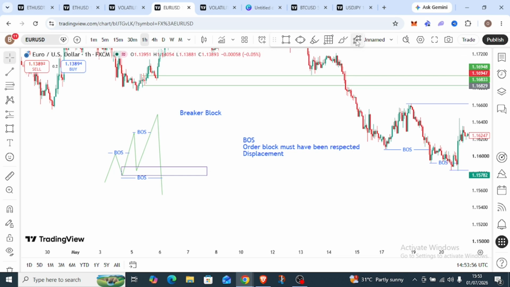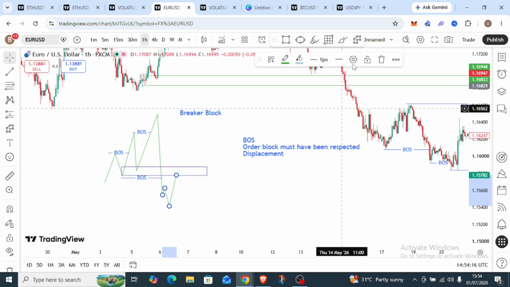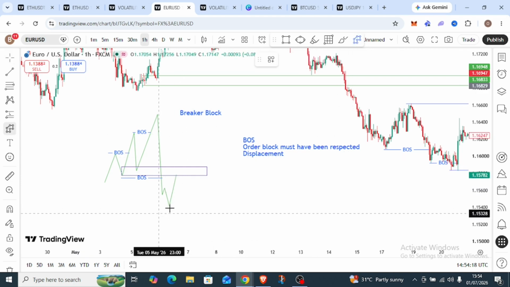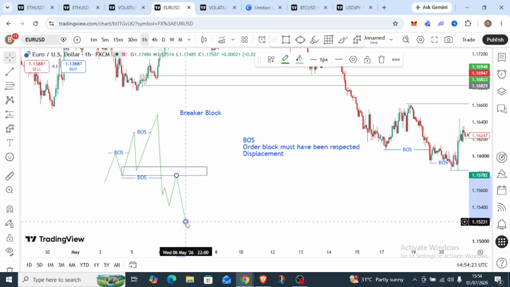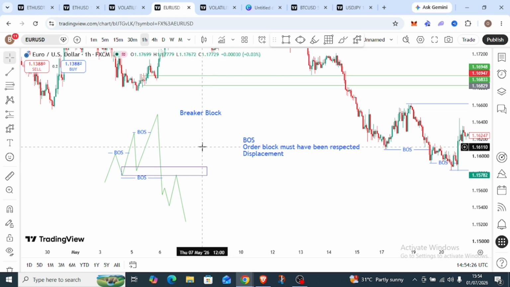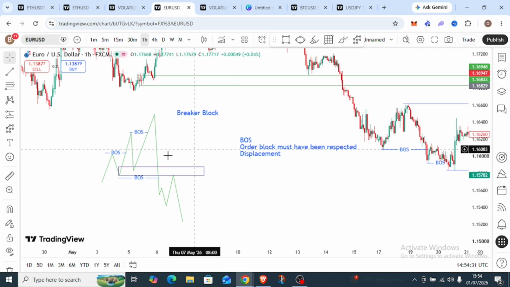So this is what we do now. If we have displacement here, and as you can see, this price moved aggressively. If liquidity is created and price comes back to mitigate the breaker block, we'll be selling. And if we sell, we will target this low here. So if we sell here, we'll target this low. So this is for bearish breaker block. I hope you understand this explanation. We can then move to charts.